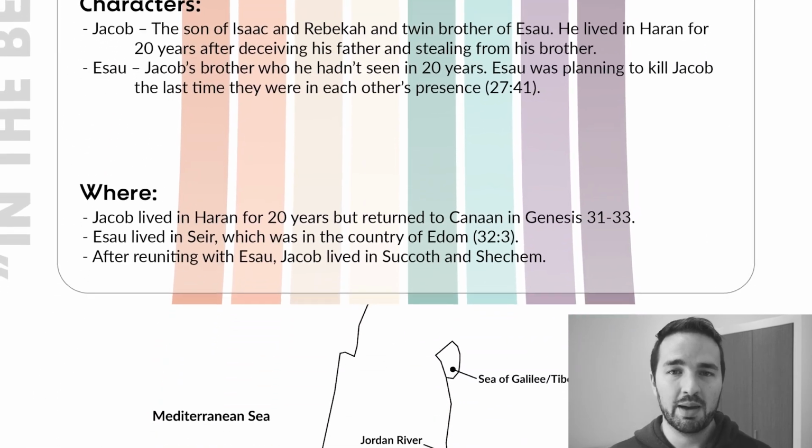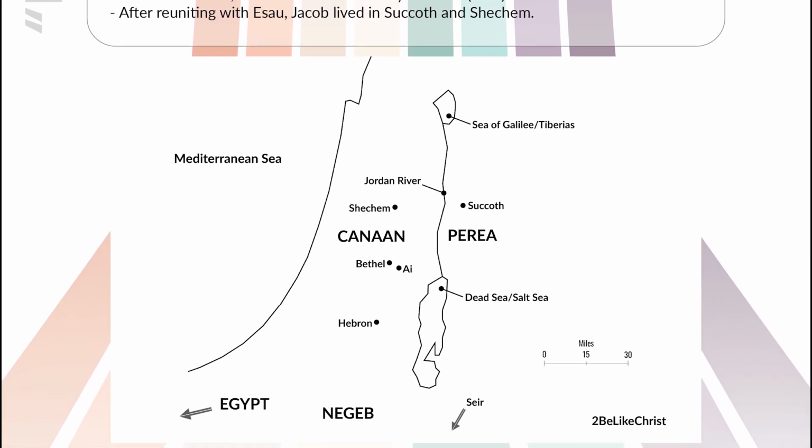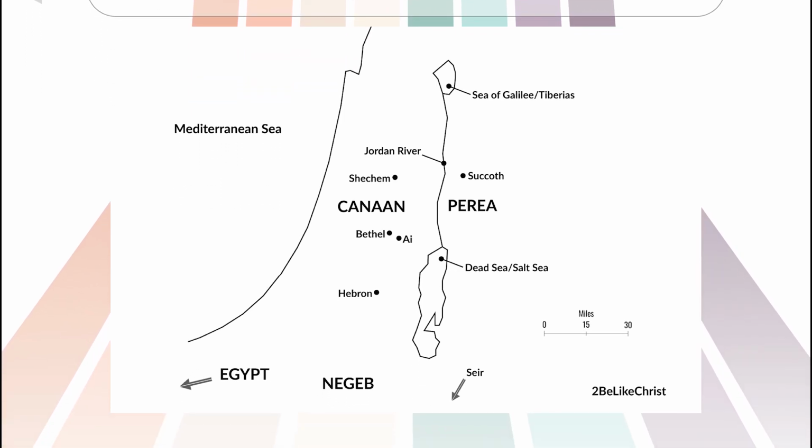Now, as we consult our map, we already mentioned that Jacob had been living in Haran. You might want to check out the map on the last PDF to get some more information as to where that was. Esau lived in a place called Seir, later to become known as Edom. And after reuniting with Esau, Jacob would go to a place called Succoth and a place called Shechem, and both of those are on the map.